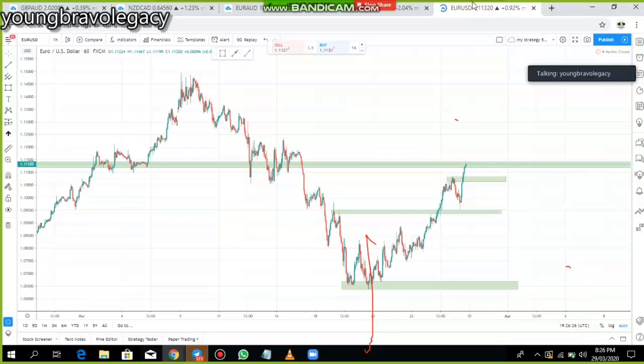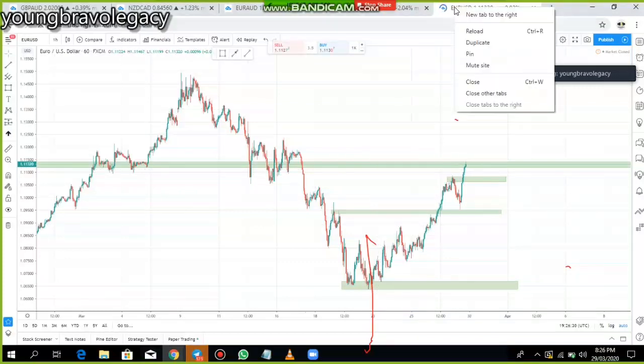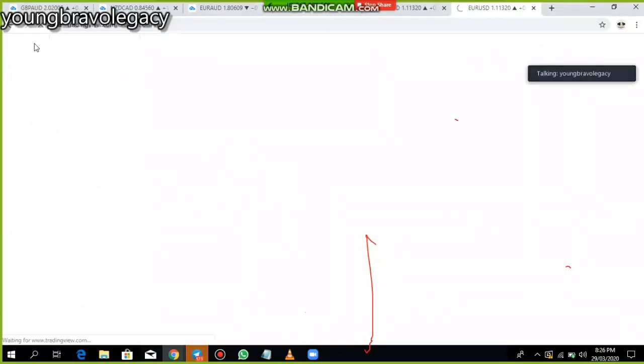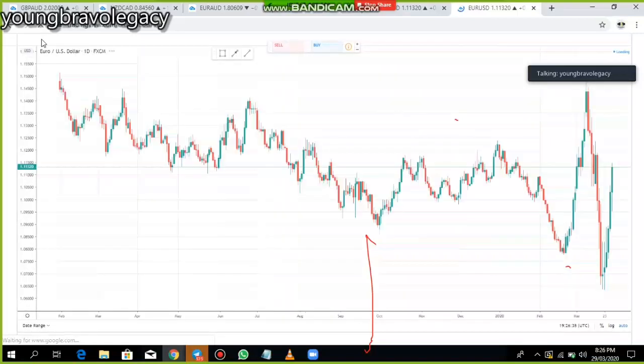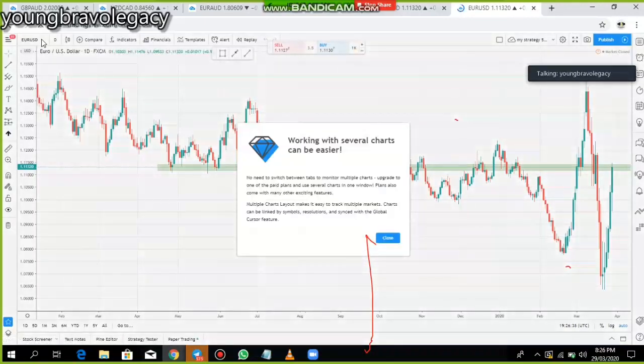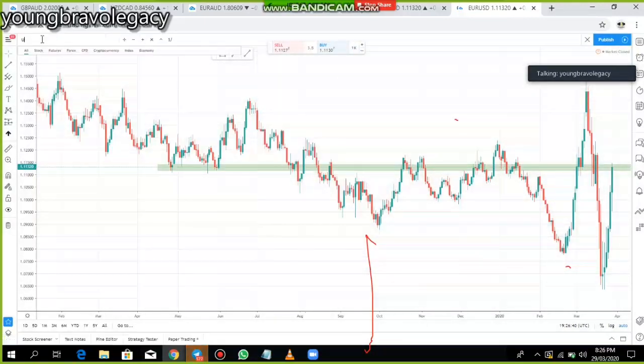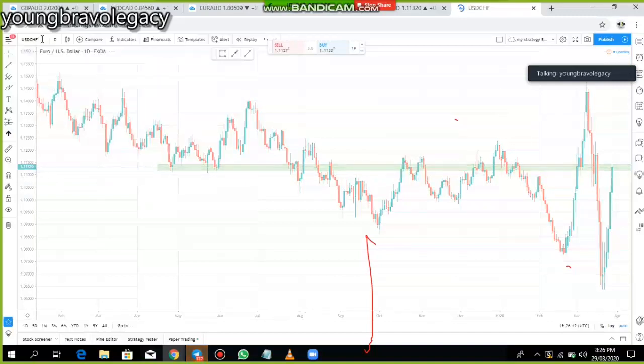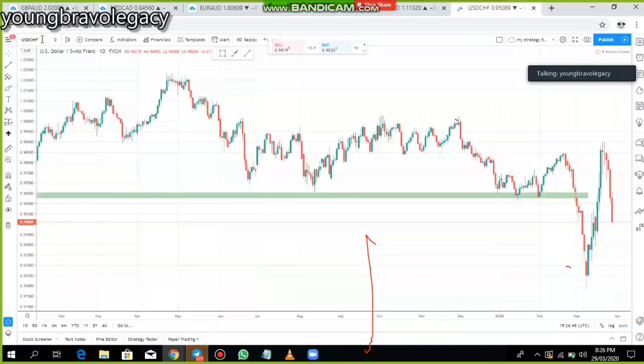USD CHF. I have to be fast. We have just like 15 minutes left. USD CHF, after this will be the last currency I'm going to do. No, I will not do USD again. Let me take another currency. AUD USD. No, let me take CAD JPY. I've done a lot of USD.